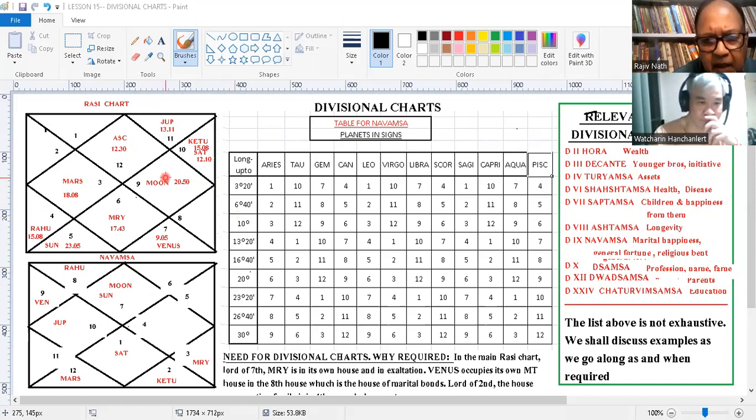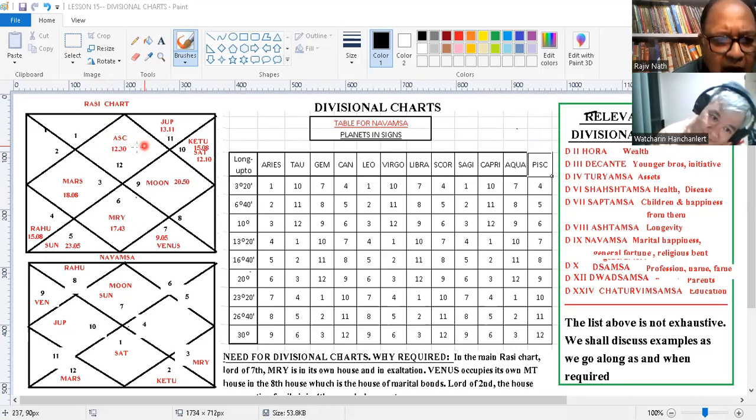So now, let us see how the Navamsa chart is prepared. First of all, we will look into the longitude, the degree of the ascendant. What is the degree of the ascendant? 12 degrees 30 minutes. What is the sign? It should fall in Aries. No, it is not in Aries. Pisces, sir. Pisces.